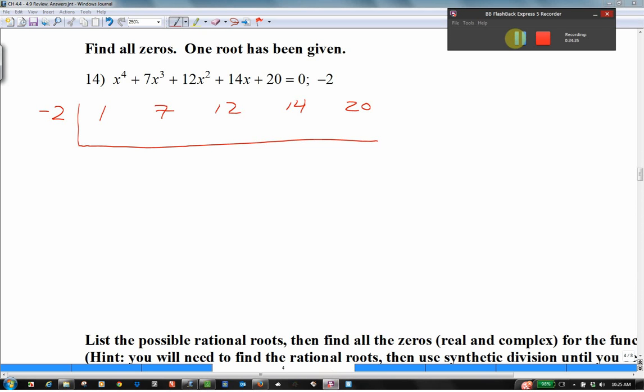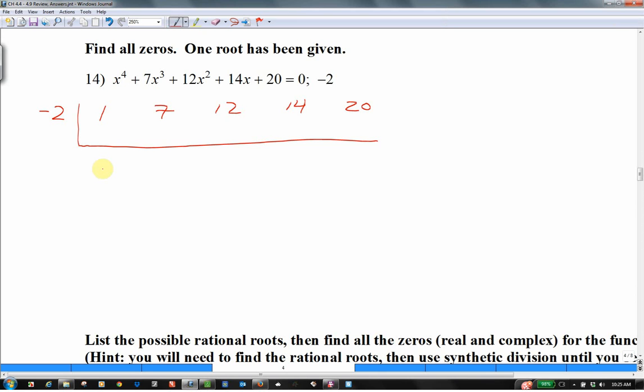So bring down the 1. 1 times a negative 2 is a negative 2. Add those together, I get 5. 5 times a negative 2 is a negative 10. Add those together, I get a 2. 2 times a negative 2 is a negative 4. Add those together, I get 10. 10 times a negative 2 is a negative 20. Add those together, I get a 0. So sure enough, negative 2 was a 0.